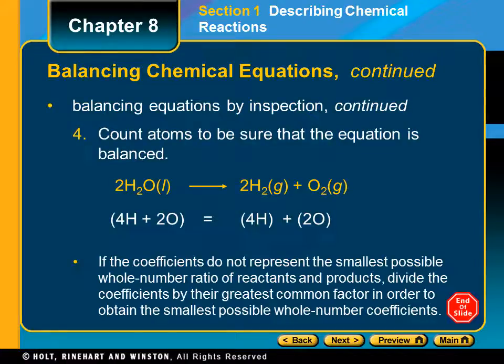Coefficients may not represent the smallest possible whole number ratio. Divide the coefficients by their greatest common factor in order to obtain the smallest possible whole number coefficients.